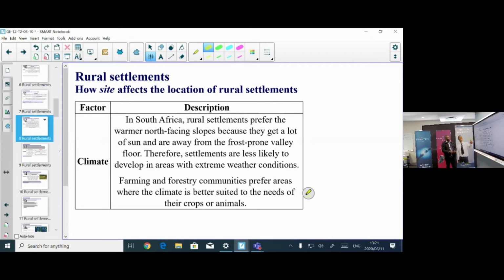Climate. In South Africa, rural settlements prefer the warmer north-facing slopes because they get a lot of sun and are away from the frost-prone valley floor. This is for the obvious reason that people want to grow their crops, and they prefer to stay on north-facing slopes. Therefore, settlements are less likely to develop in areas with extreme weather conditions. Farming and forestry communities prefer areas where the climate is better suited to the needs of their crops and animals.